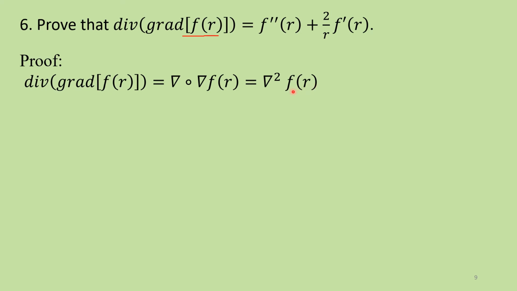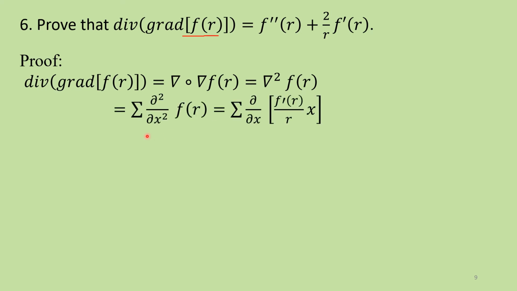But as we know, f of r is symmetric because r is the magnitude of vector r, that is r is equal to the square root of x square plus y square plus z square. So this is a symmetric function. So instead of operating ∂²/∂x², ∂²/∂y², ∂²/∂z² separately, I take the summation notation. I'll expand first ∂²/∂x² of f of r, then I can extend it further for the remaining two terms. So what is ∂²/∂x² of f of r? We have to partially differentiate f of r with respect to x twice.